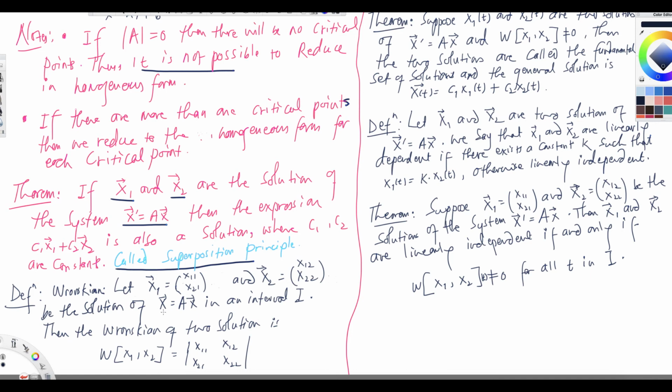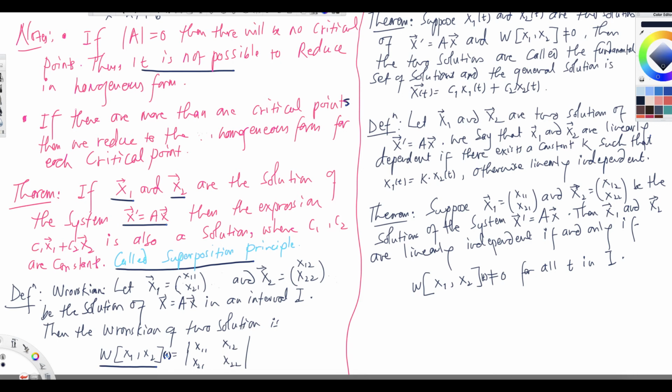If they are solutions of x prime equals Ax, the homogeneous system, in an interval I, then the Wronskian of those two solutions, we denote by W, and then in the bracket x1, x2. If you want to, you can write t outside. So W of x1, x2 equals, this is the determinant, don't forget that, the determinant of x11, x12 and x21, x22, that's what I wrote here. So that will be the determinant of those two solutions. Okay, that is called the Wronskian.